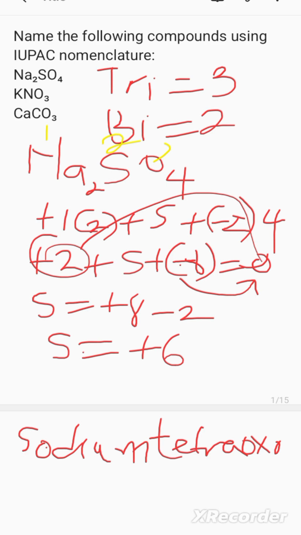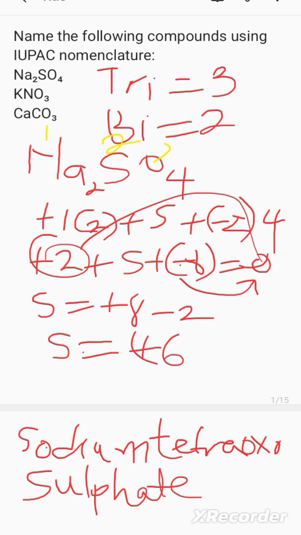After tetraoxo comes sulfur. Sulfur will now change to sulfate. If you have chlorine in the middle, you change it to chlorate. Sorry, you change it to chloride. So we have sulfate now in the middle. Sometimes you can have phosphorus in the middle, and you just change it to phosphate also. So we now write this with the Roman numeral VI in brackets. So we are done with the first question.